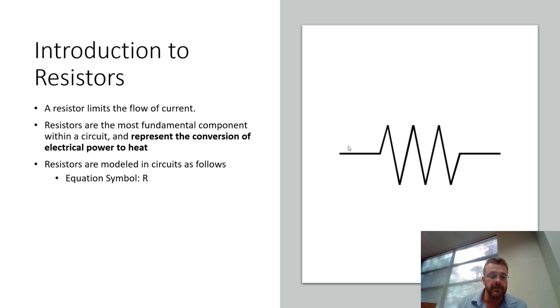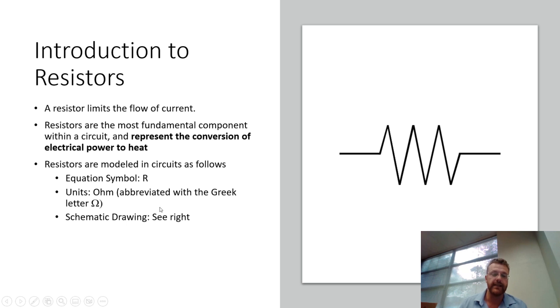We actually model resistors in a circuit using the symbol R. So whenever you see an electrical equation and you see the symbol R, you know that it's referring to resistance. The SI unit of resistance is the ohm. One of the things that often confuses people is that we abbreviate ohm by the capital Greek letter omega. We don't use an O in that case.